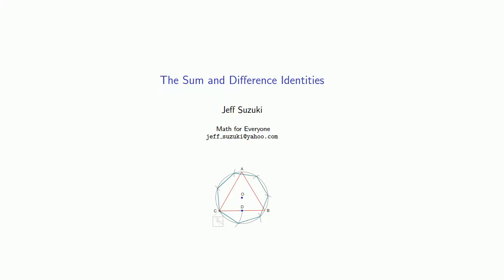So while there are many trigonometric identities, the only ones worth memorizing besides the Pythagorean identities are the sum and difference identities. And these are important for the following reasons. We know the exact values of sine and cosine for a few angles.